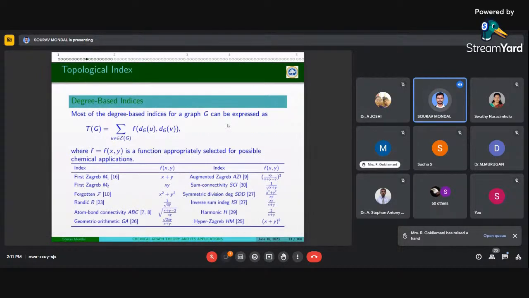Most of the degree-based indices for a molecular graph G are of the form summation of f over the edge set, where f is explained in the following table. For different f, different types of degree-based indices are obtained. For instance, if f is x plus y, we get the first Zagreb index, which is usually denoted by M1. Similarly, for x square plus y square, we get the forgotten topological index. For 1 by root xy, we get the Randić index. Similarly, for varying f, we obtain different types of degree-based indices.